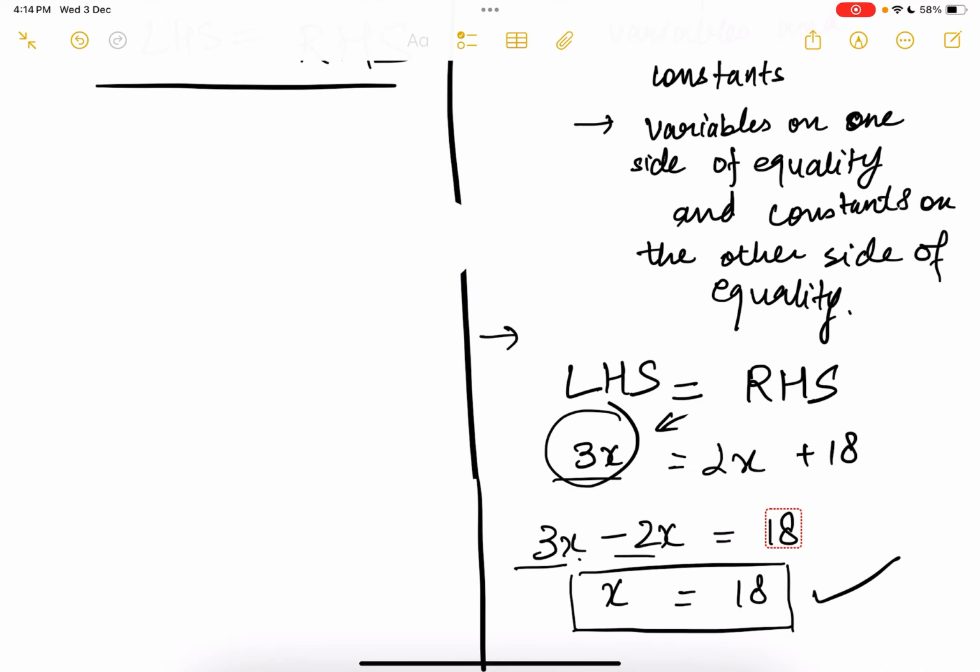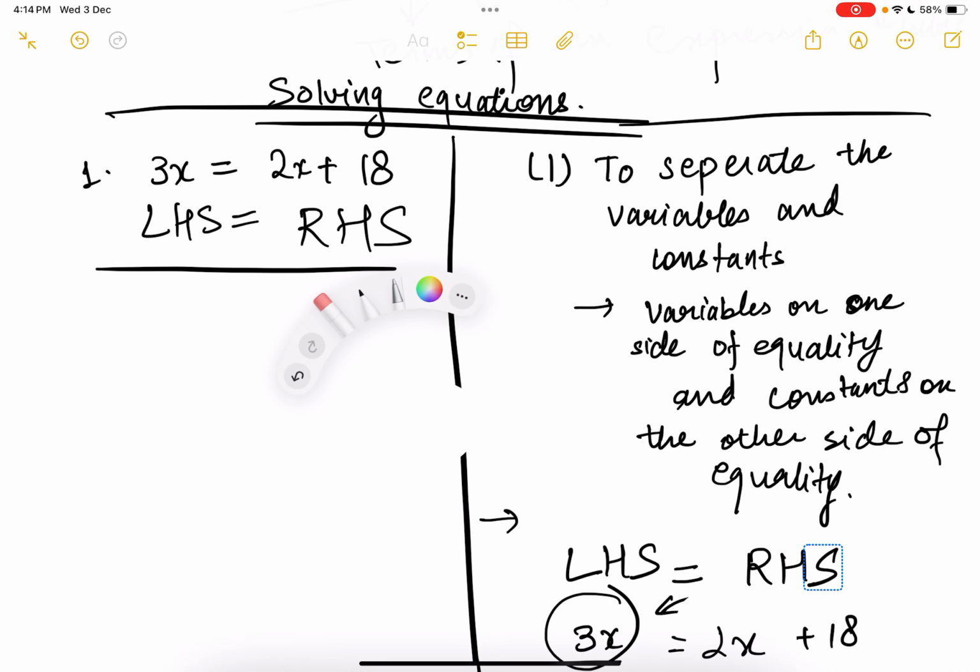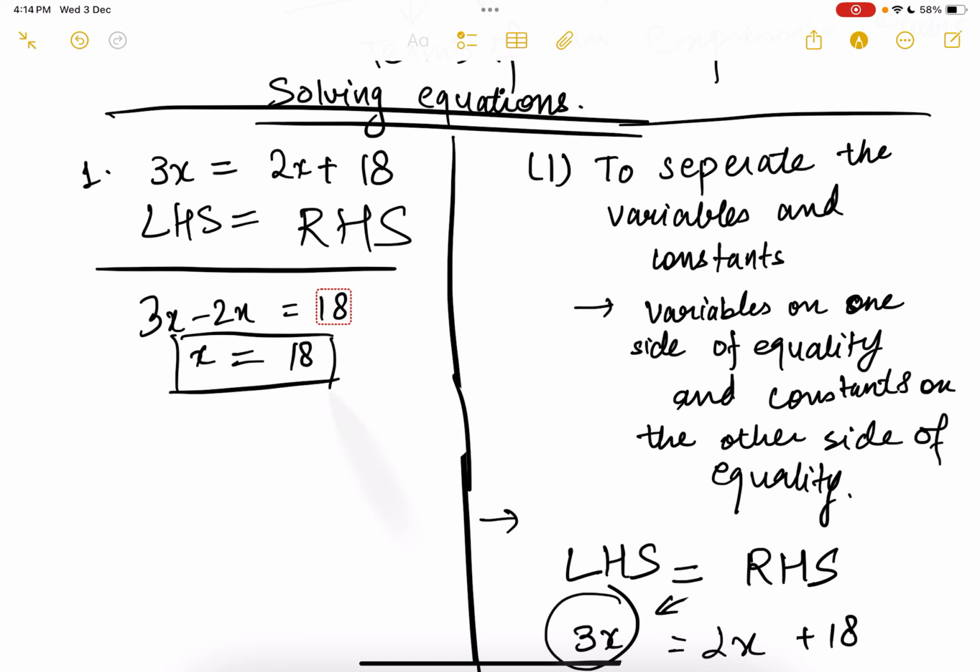This was to explain you on that side. I'll just quickly solve it and write it over here. 3x minus 2x is equal to 18. So x is equal to 18. This is your final answer, right?